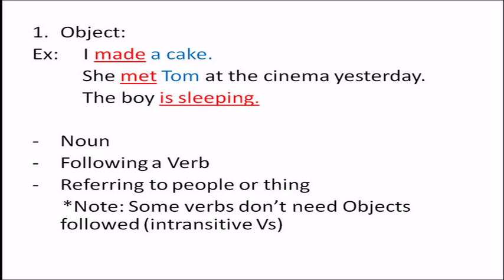Now let's take a closer look at each point. The first one is object. You should understand what an object is. Look at the example. I made a cake. She met Tom at the cinema yesterday, and the boy is sleeping. So an object must be a noun. It follows a verb and it often refers to people or things, like a cake and Tom in these examples. But you should pay attention that not all verbs require objects to follow, as in the case of intransitive verbs, like in the sentence, the boy is sleeping.